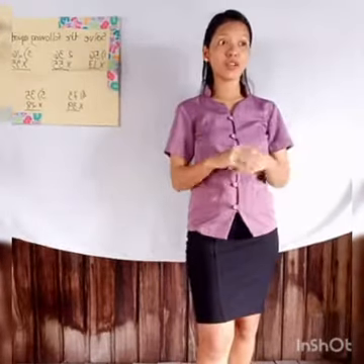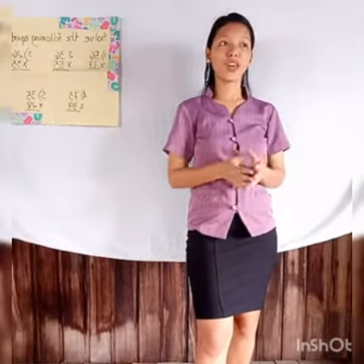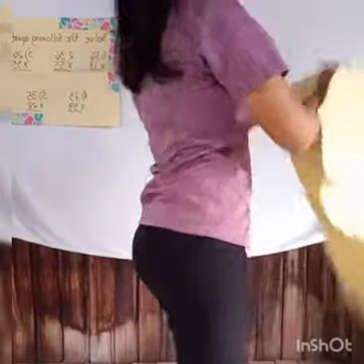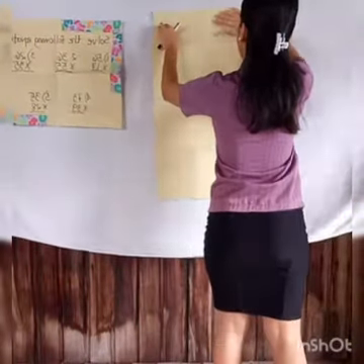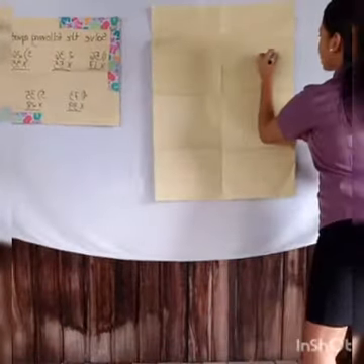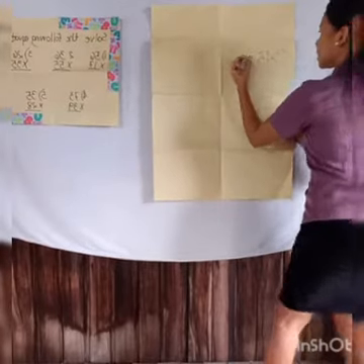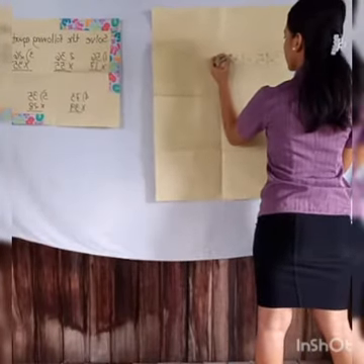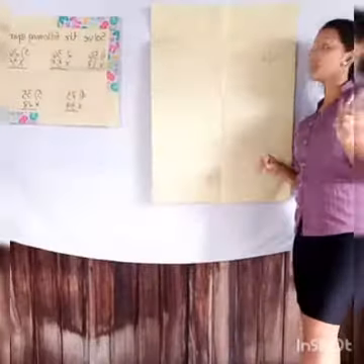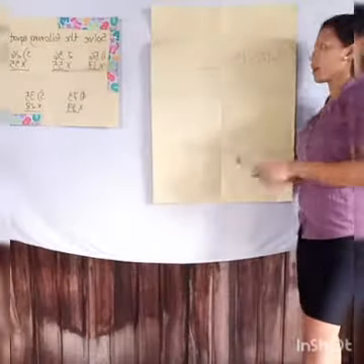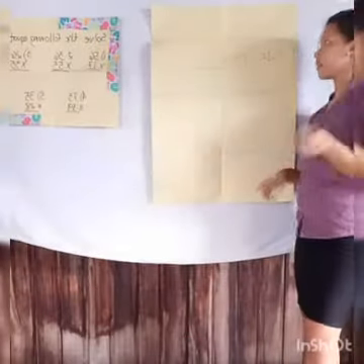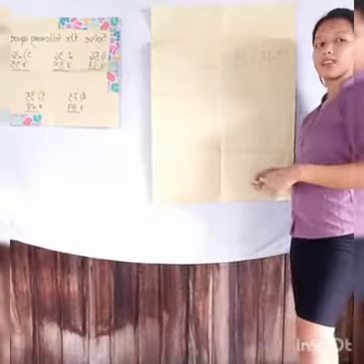Very good. Now, I will teach you how to subtract using expanded form. Let me show you an example. For example, we have 345 minus 131 is equals to blank. First, grade 2, how many digits did you see in the first number? It is 3. How about in the second number? It has 3 digits.